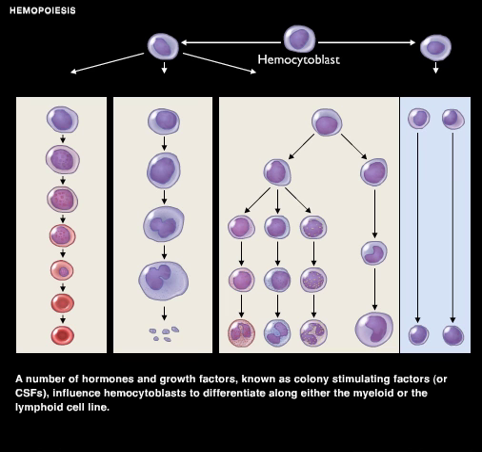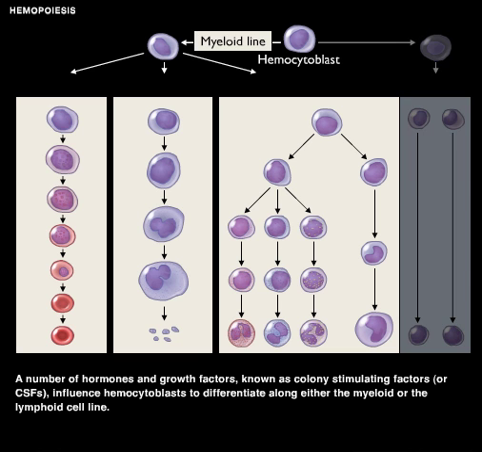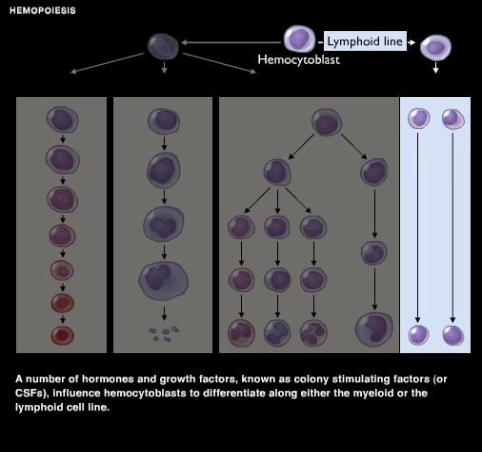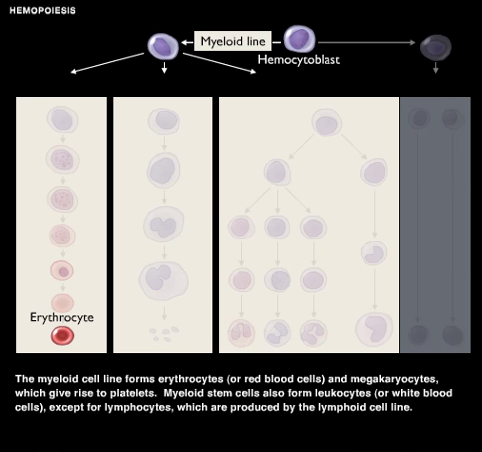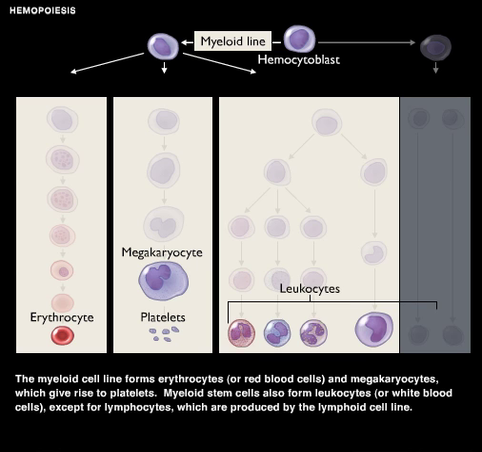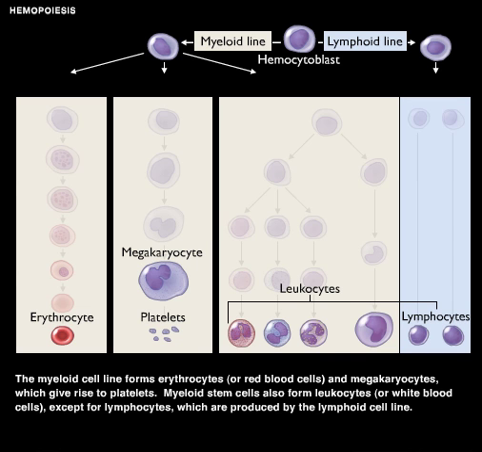A number of hormones and growth factors, known as colony-stimulating factors or CSFs, influence hemocytoblasts to differentiate along either the myeloid or the lymphoid cell line. The myeloid cell line forms erythrocytes or red blood cells and megakaryocytes, which give rise to platelets. Myeloid stem cells also form leukocytes or white blood cells, except for lymphocytes, which are produced by the lymphoid cell line.